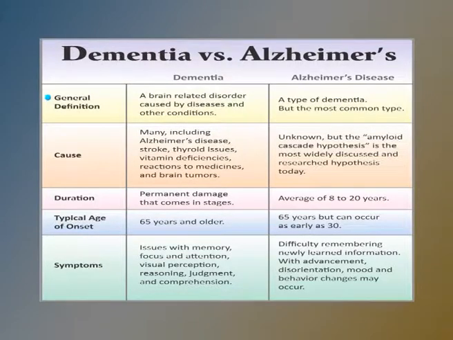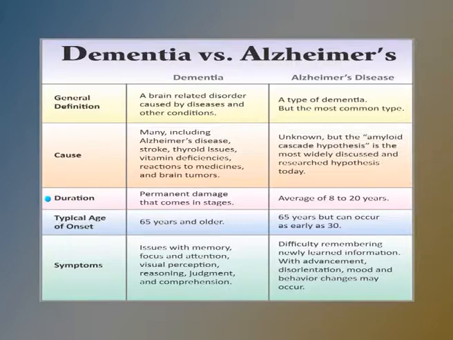To end the session, let us have a brief overview of the differences between dementia in particular, since in the earlier session we have talked about dementia in general and its symptoms and causative patterns, as compared to Alzheimer's. Generally, dementia is defined as a brain-related disorder caused by diseases and other conditions, and Alzheimer's disease is a type of dementia, but this is the most common type, remember. Now, causes: when it comes to dementia, there are many, including Alzheimer's disease as well: stroke, thyroid issues, vitamin deficiencies, reactions to medicines and brain tumors also. When it comes to Alzheimer's disease, the cause is largely unknown, but the amyloid cascade hypothesis is the most widely discussed and researched hypothesis today. If you remember, we have discussed amyloid plaques and tangles.